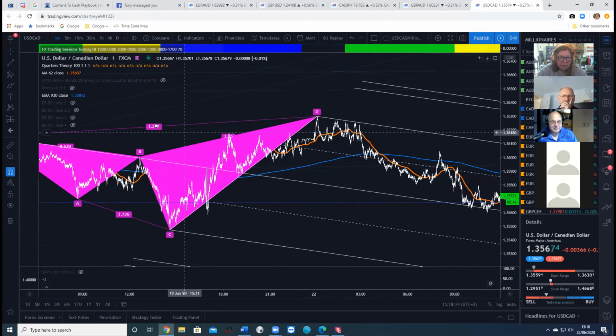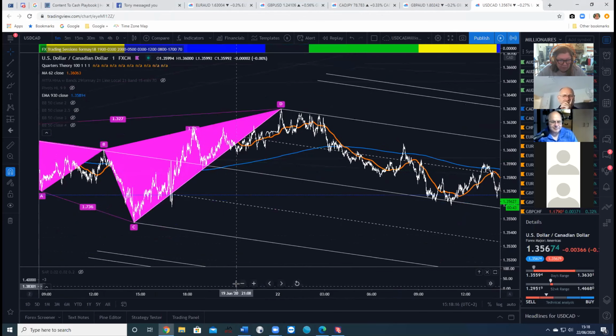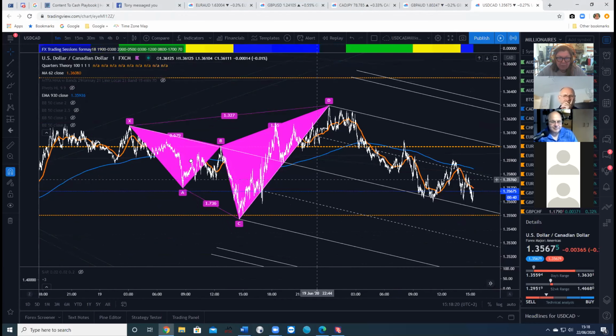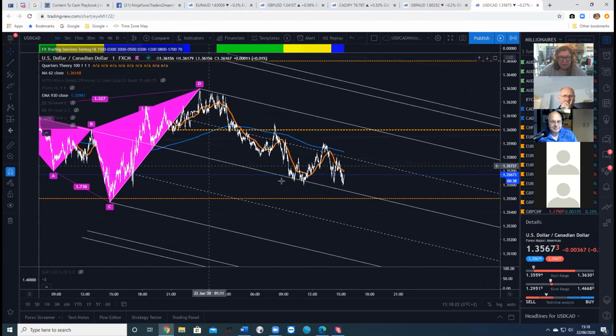Right, just put that USD CAD one on. There. So it's just carrying on working its way down at the moment then. Quite nicely. All those rejections off the D point up there.